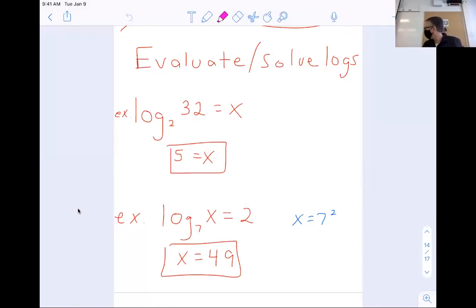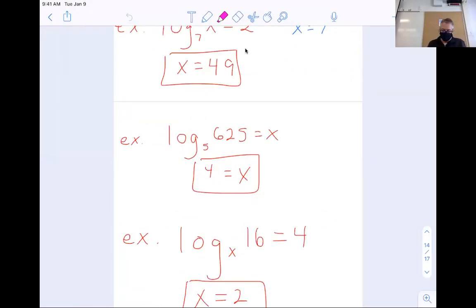Our overhead screen is lagging. Give me just a moment to get that figured out. All right, I think we have that figured out.